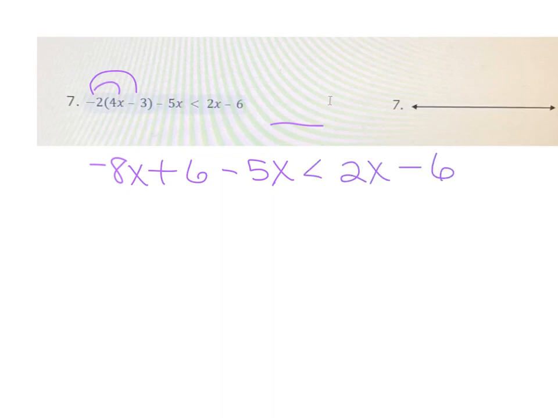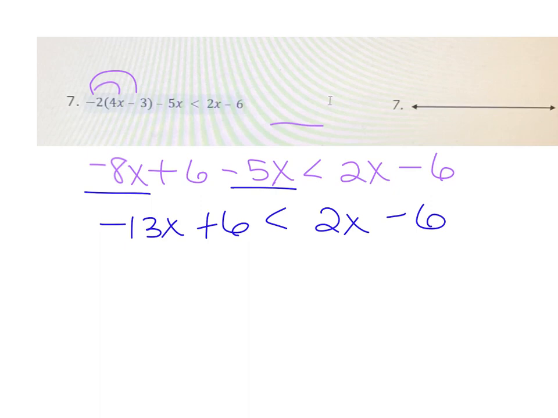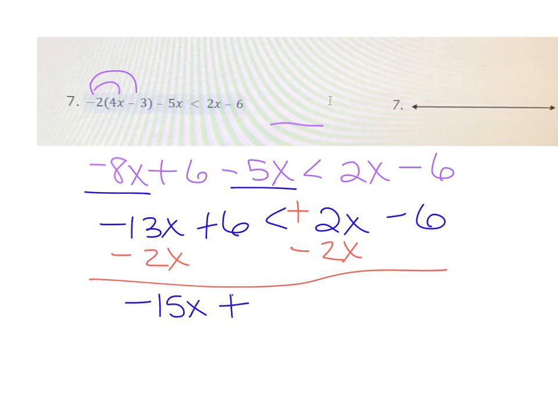Okay, so now I'm going to look. I have like terms on the same side, so I'm going to combine these two. Negative 8x and negative 5x gives me negative 13x plus 6 is less than 2x minus 6. I'm ready to move my variables to one side, so I'm going to move them to the left. If this is a positive 2x, then I'm going to minus 2x from both sides. What's that give me? Negative 13x minus 2x is negative 15x plus 6 is less than negative 6.